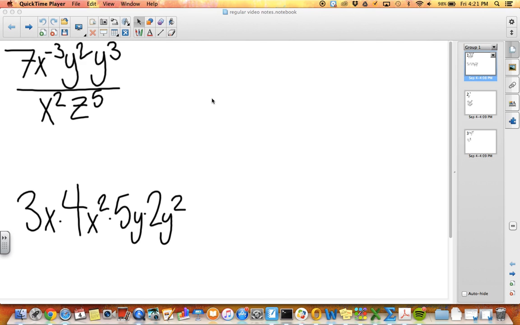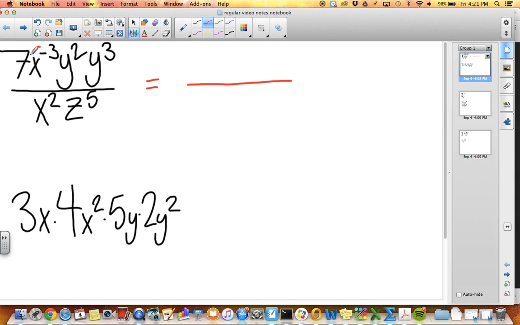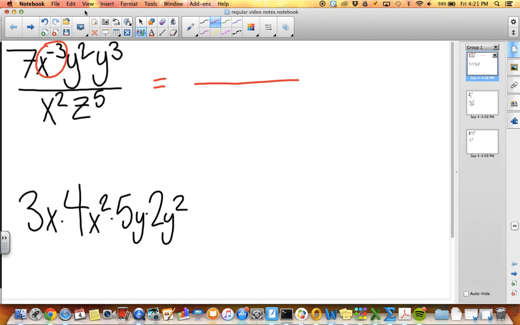All right, really quickly, we're going to go over the laws of exponents as a review. So this first problem, we're going to simplify. The first thing I'm going to do is draw my fraction bar. And we've got to move our negative exponent. The only one we have is x to the negative 3.